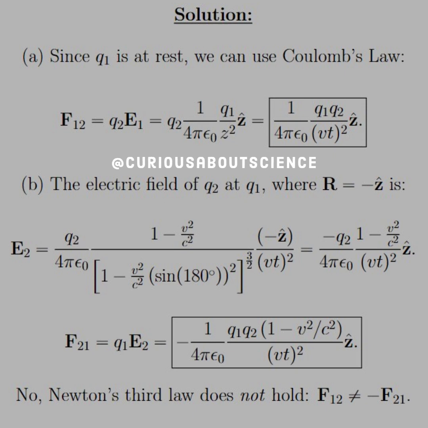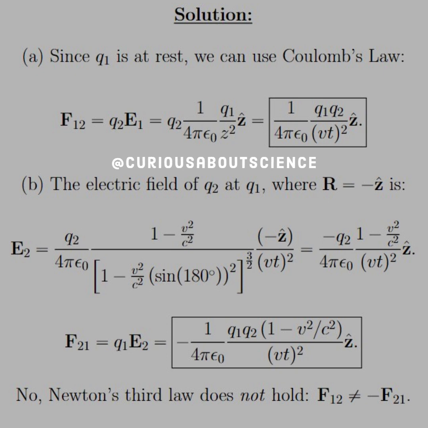So just like a question not too long ago, since Q1 is at rest, we can use Coulomb's law. So F12 is equal to Q2 times E1, and E1 is just a static field, hence why we use Coulomb's law. We see that we have 1 over 4 pi epsilon naught Q1 Q2, and then instead of z, we have (vt) squared, since that separation distance keeps growing. The electric field of Q2 at Q1, where the capital R vector is equal to negative z hat, is equal to E2, Q2 over 4 pi epsilon naught times the constant velocity.